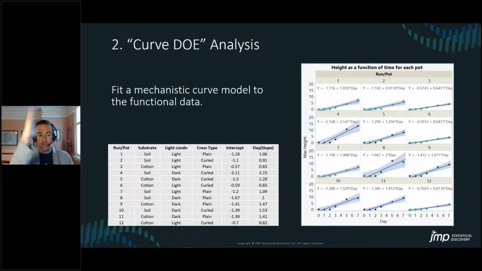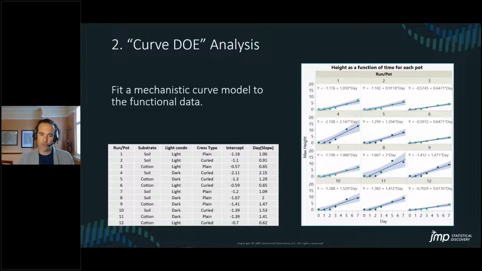So how steep that slope is, which is a crude, not ideal, but a crude measure of how quickly the cress is growing in each of those pots, I suppose. The intercept doesn't really make sense in this case because it should just be 0 in all of these. So again, this isn't a great model for all that functional data, for that growth curve.